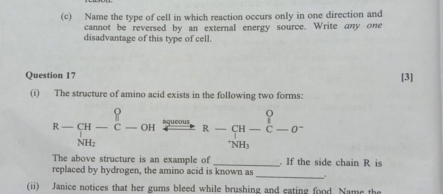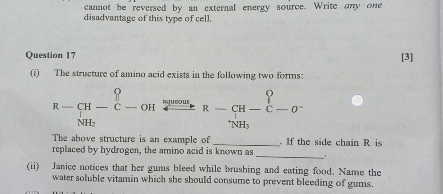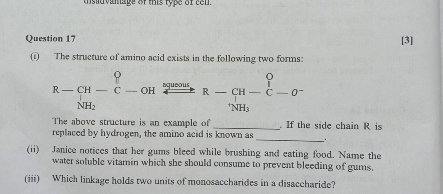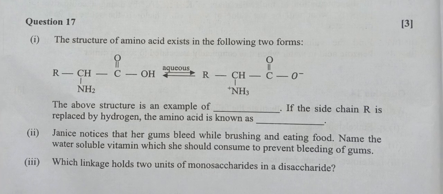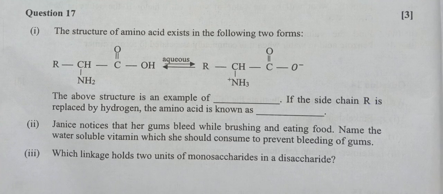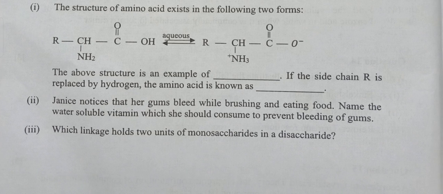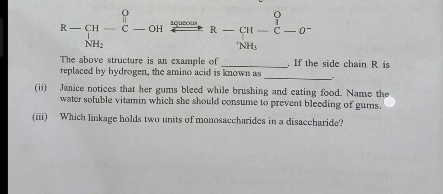Question number 17. Now what is that? It's a zwitterion-based question, a biomolecule-based question. The structure of an amino acid exists in the following two forms. So the structure is an example of a zwitterion. If the side chain R is replaced by hydrogen, this is known as glycine, the first amino acid. So the first blank is zwitterion, the second blank is glycine.